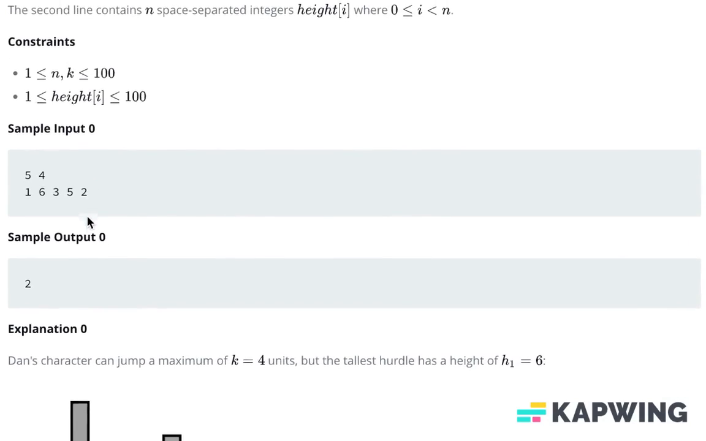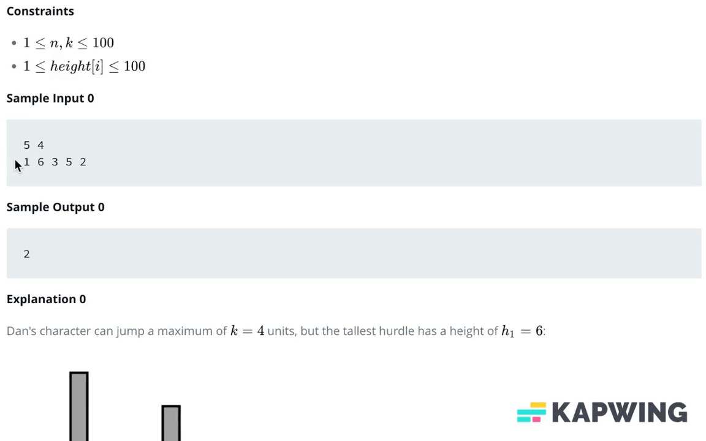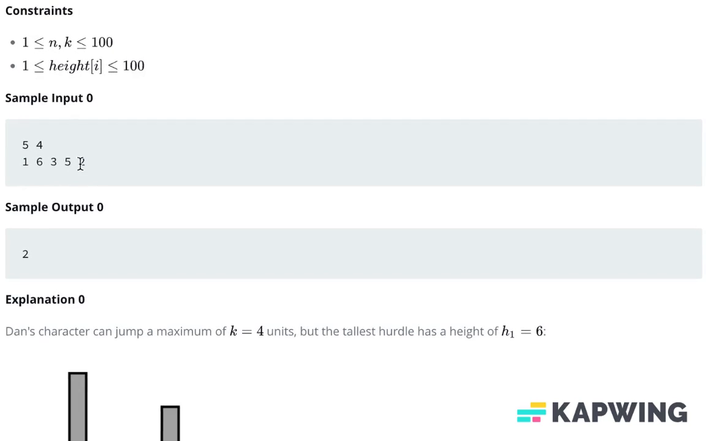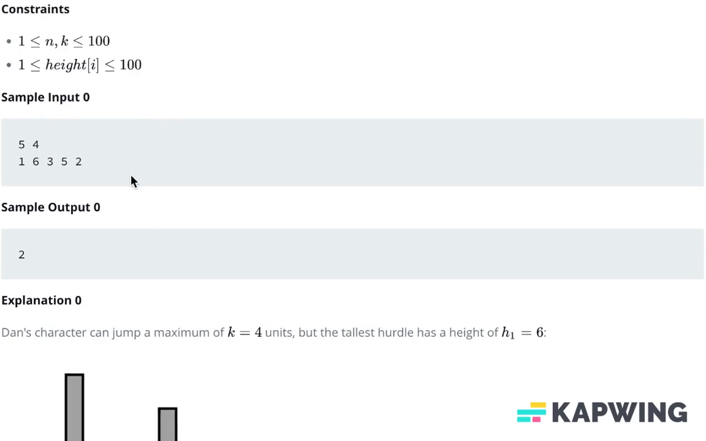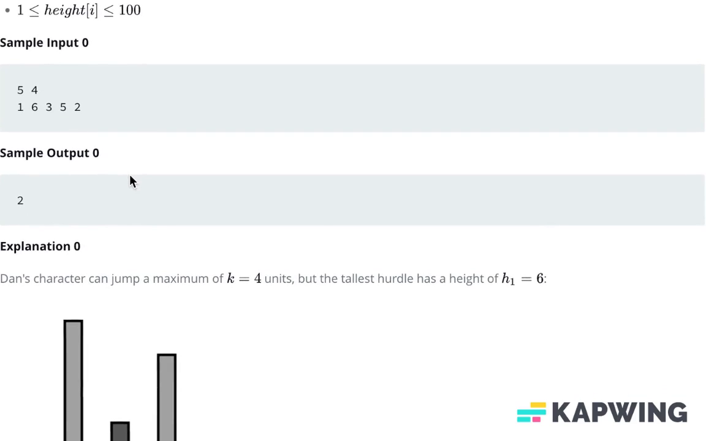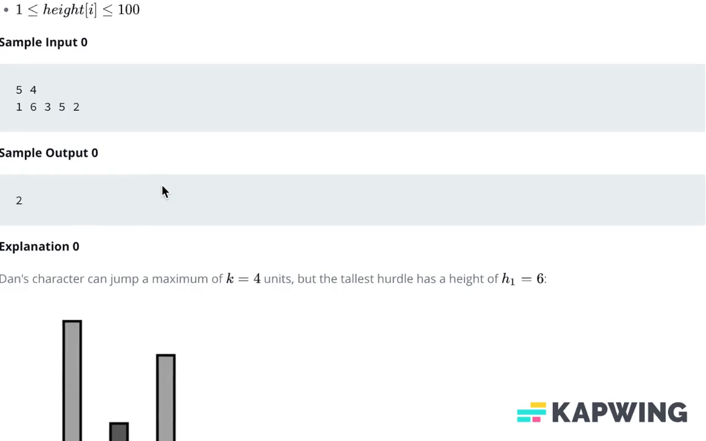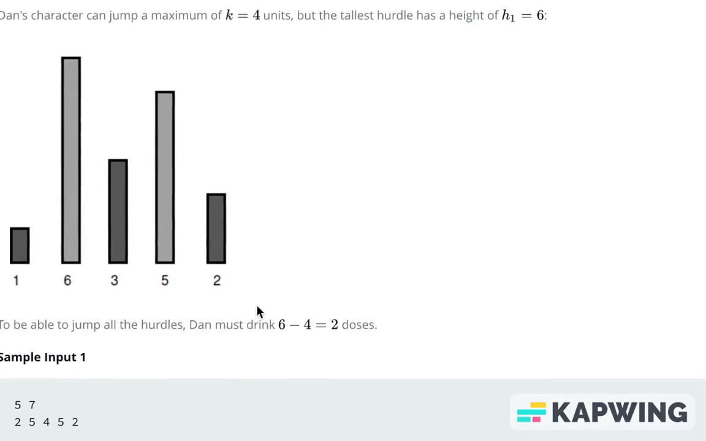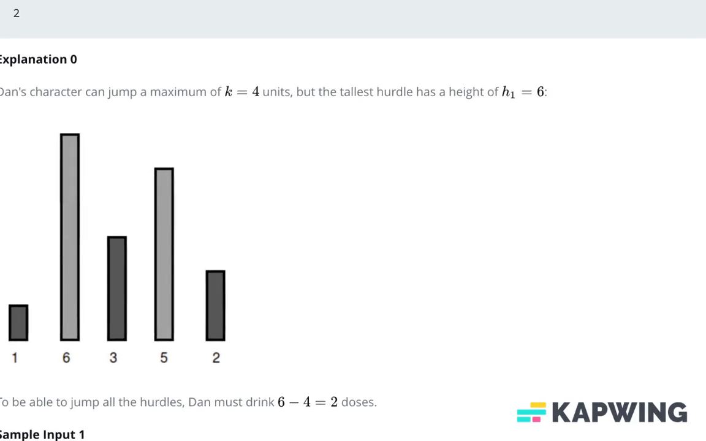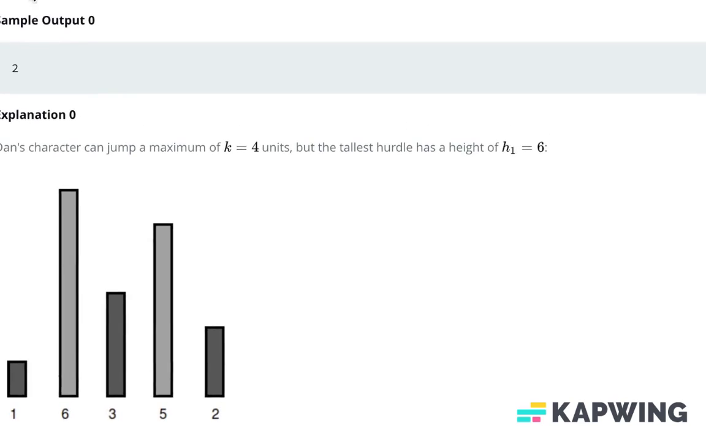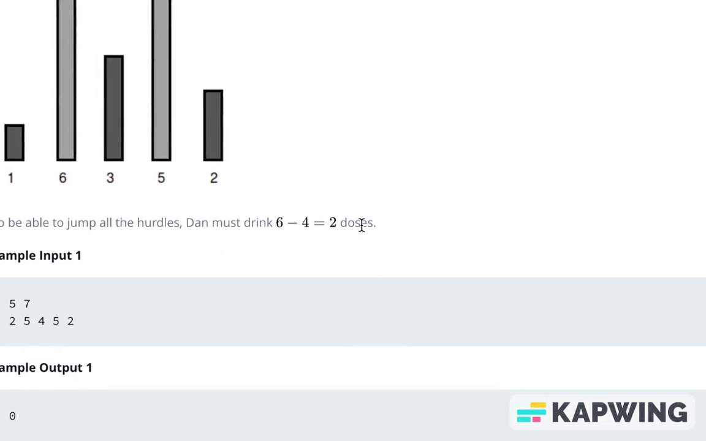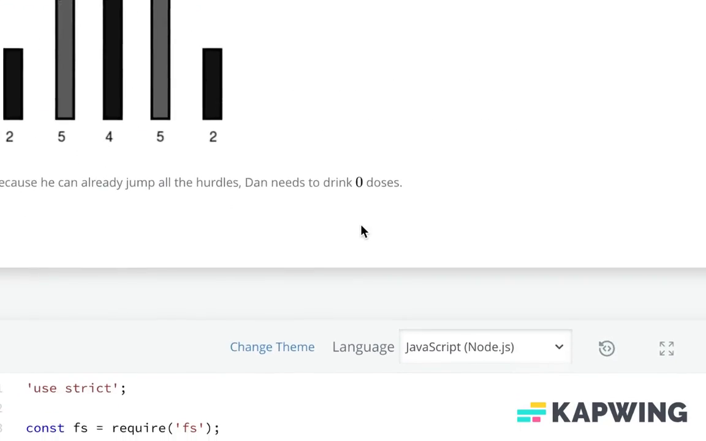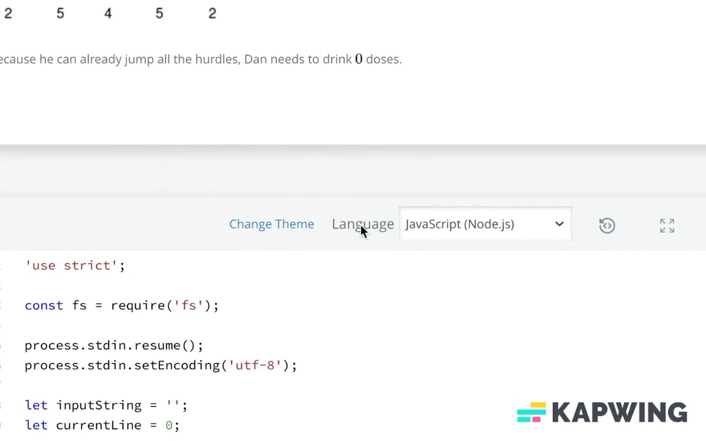where we have a number of inputs, that is 5. These are the various heights, and 4 is the natural height the character can jump. So if we want to know the number of doses this character has to take, we need to subtract 4, the height this character can jump, from 6, the maximum number here, and that gives us 2 doses, and we return that answer. So that is the explanation for the problem.